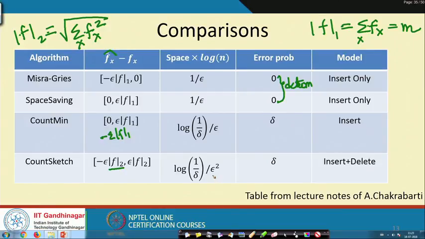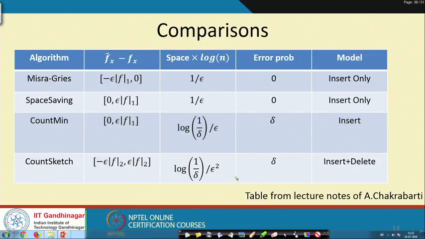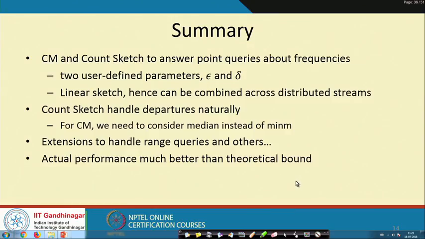But it takes a little more space also. So, now the space bound depends on 1 by epsilon square rather than 1 by epsilon for the other algorithms. It works nicely for both inserts and deletes. Okay. So, this is an interesting trade off, and it really depends on your use case as to which of these algorithms really performs the best.